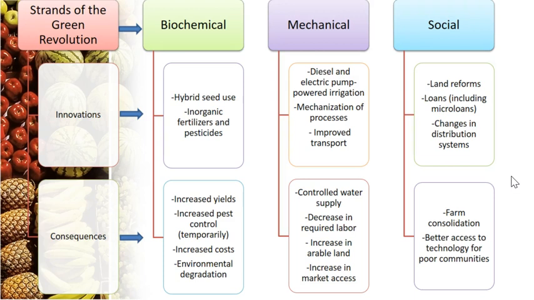Loans, right? We started seeing more agricultural loans for farmers, which we saw talked about a little bit in the video that we watched. And that's going to include microloans in developing nations. And then we also have changes in distribution systems for inputs and outputs, right? And so what you get there is more farm consolidation and better access to technology for poorer communities in the developing world. Yeah, also developed world, but specifically in the developing world.